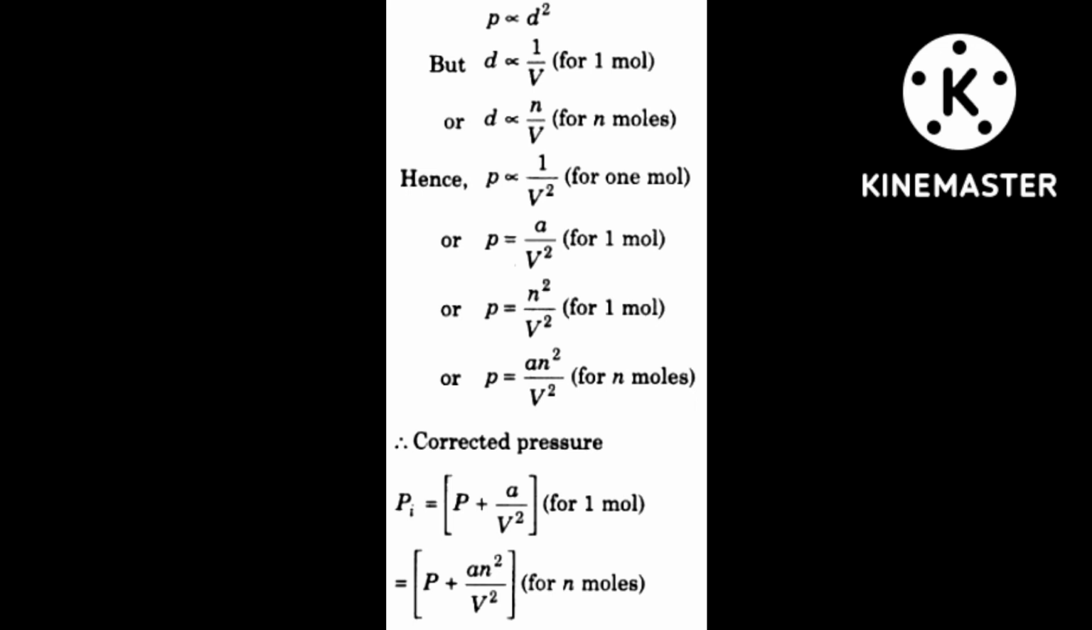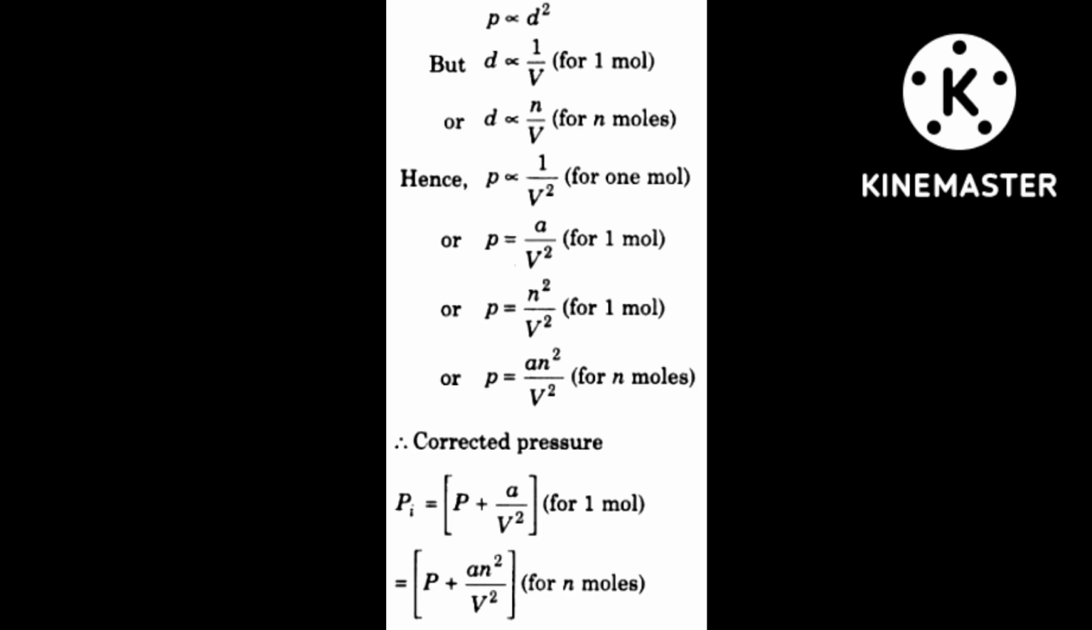Then if you want to convert the proportionality sign into equality, you have to multiply by a constant, that is small a. Then it will come p is equal to a into N square divided by V square. Then this correction term, small p, you have to add in the ideal gas equation. PV is equal to RT was there, for one mole of gas, or PV is equal to nRT. Now in the place of P, you have to write capital P plus small p. This small p is the pressure correction.